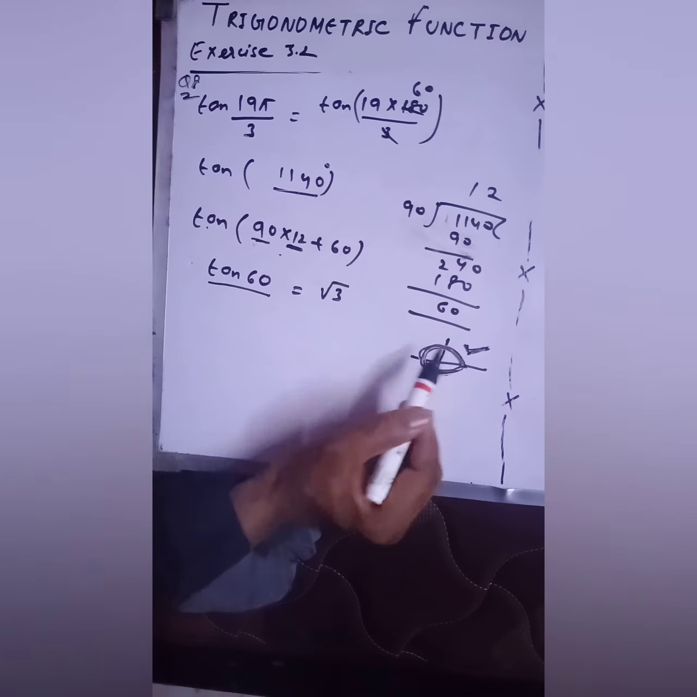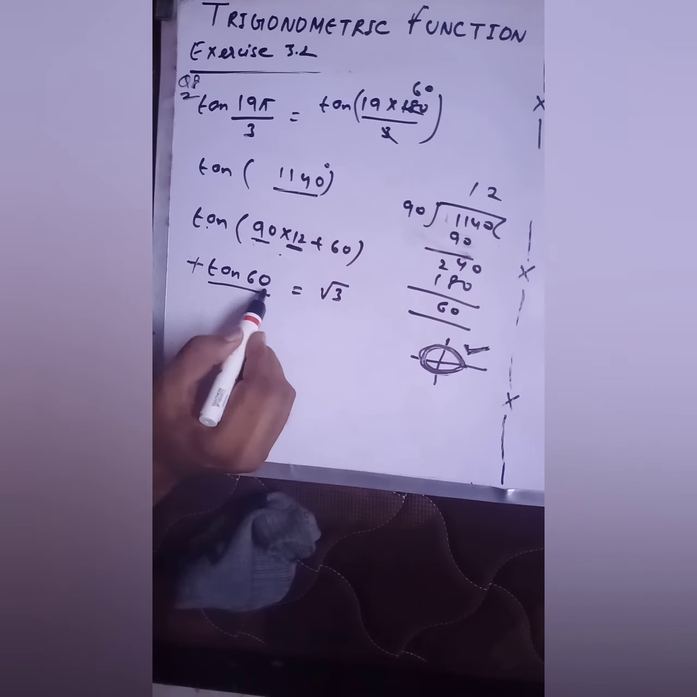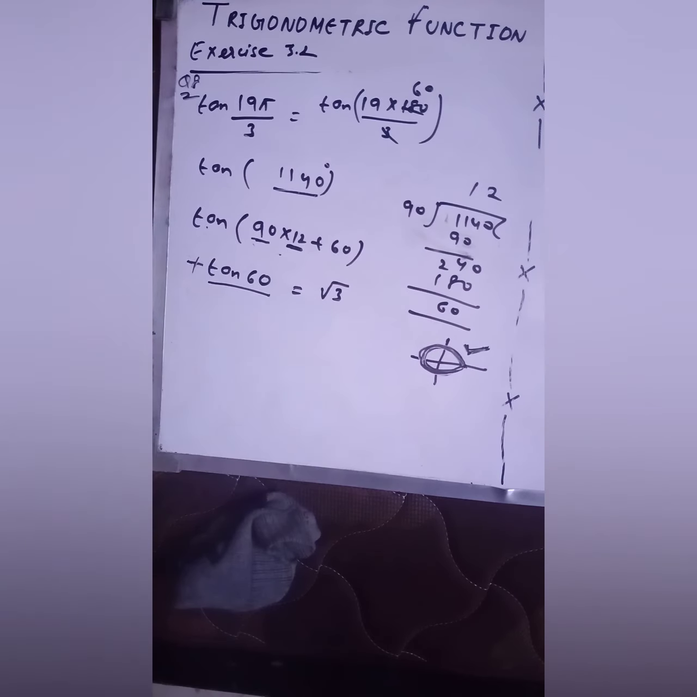In the first quadrant the value of tan will remain positive, so it would be tan 60. As you know, the value of tan 60 would be root 3.